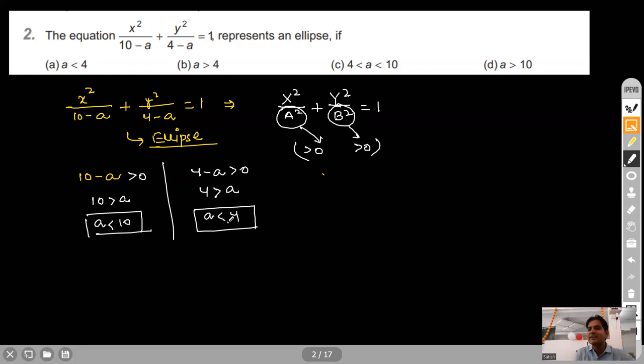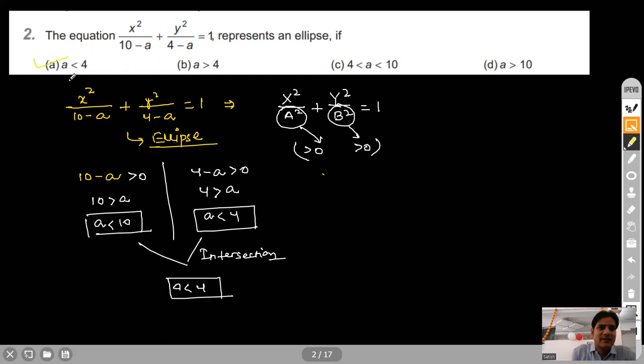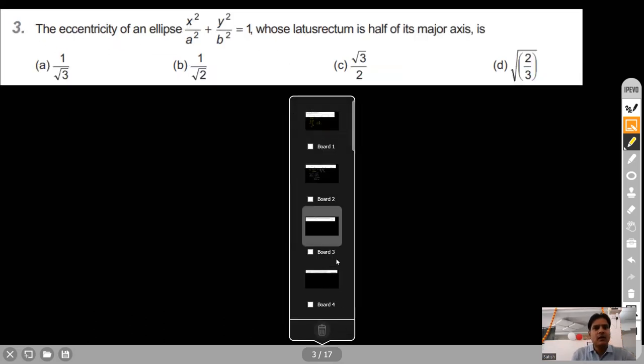Now we have to take the intersection of these two values of a. So a is less than 4. Okay. And from here, you see a is less than 10. So what you can say, a should be less than 4. Taking the intersection, we can say the value of a should be less than 4. Is it okay? The value of a should be less than 4 for this curve to represent an ellipse. So this is our answer. Right? Now let's take the next question.